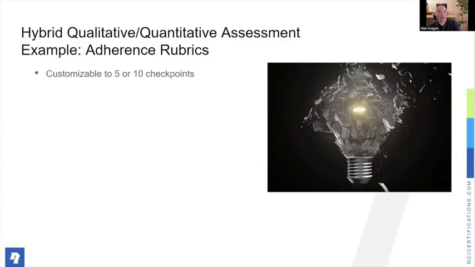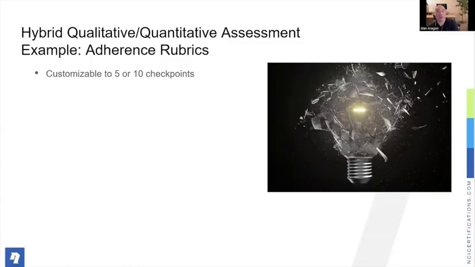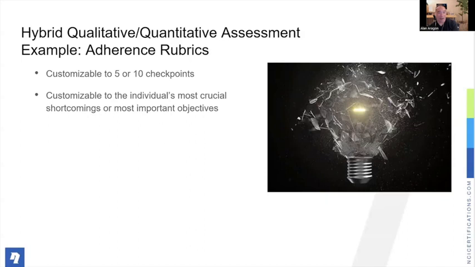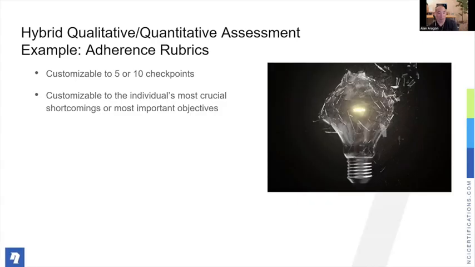Okay, so adherence rubrics are customizable to 5 or 10 checkpoints. I originally started with a 10-point adherence rubric, and then over the years I found that a 5-point adherence rubric could work just as well. They're customizable to the individual's most crucial shortcomings or most important objectives. As you'll see, it'll have a lot more meaning once you see what I'm talking about. You can literally create a different adherence rubric for every individual.